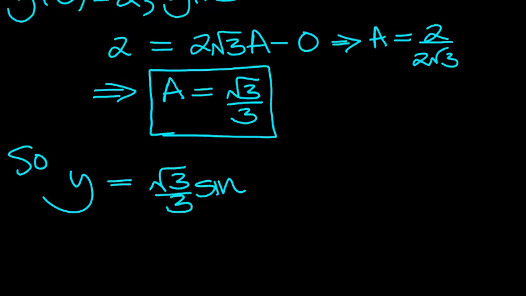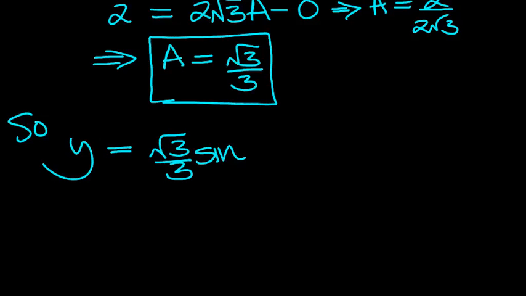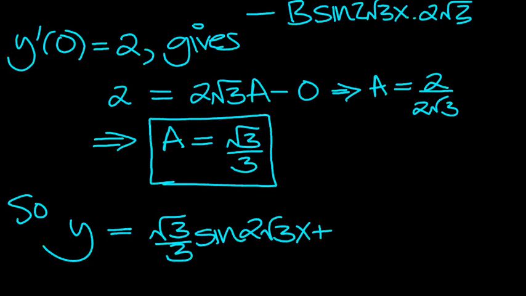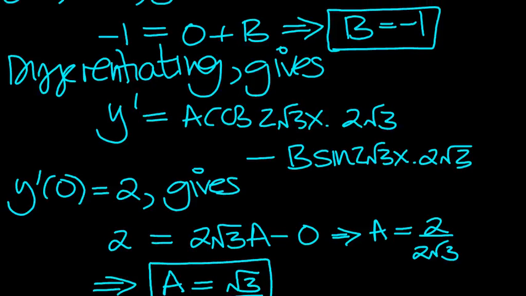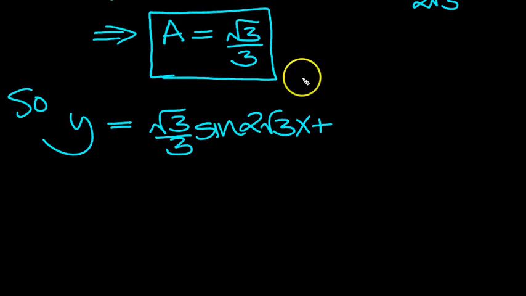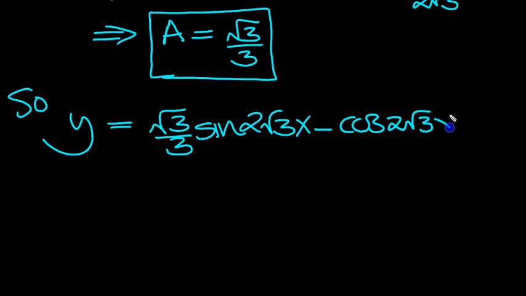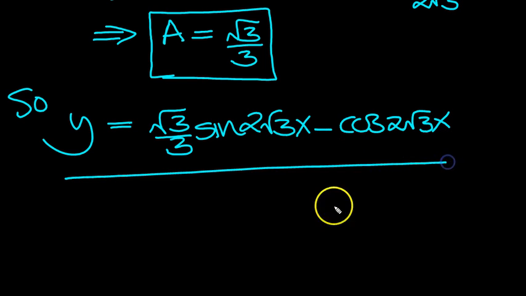What was beta? 2 root 3, sorry. 2 root 3. A sine 2 root 3x plus b, which is minus 1. Sorry, I've got to go back up again. I need to check that b is minus 1. So it's minus 1. And then it's cosine 2 root 3x, isn't it? There we go. There's the particular solution.